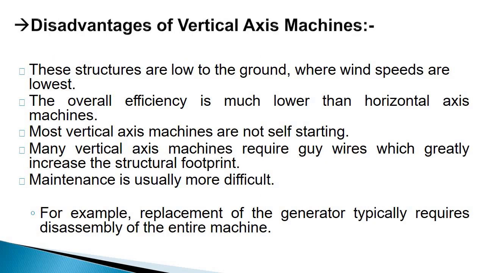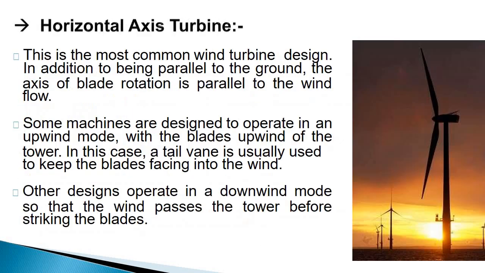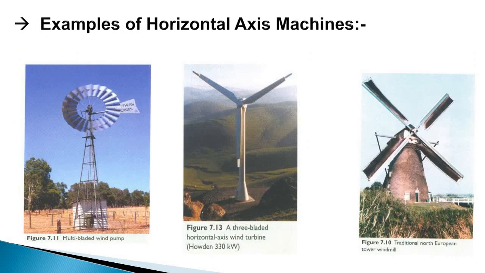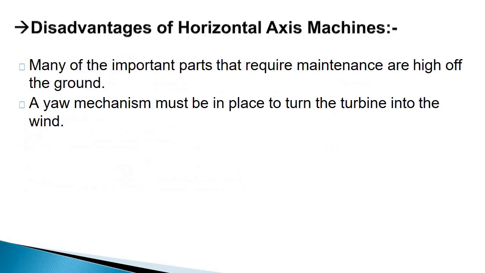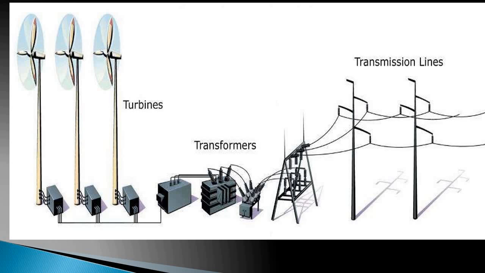So this was about horizontal axis wind turbine. You can see in the figure horizontal axis wind turbines connected to transformers and then the transmission lines.